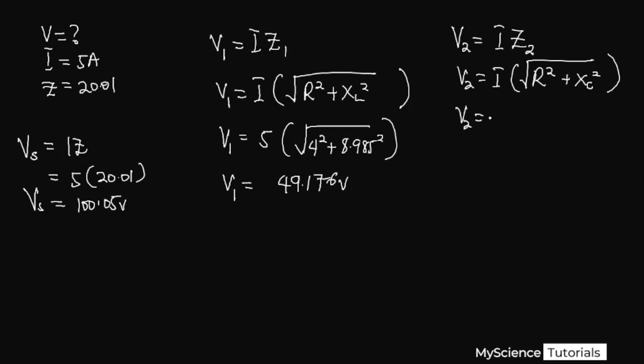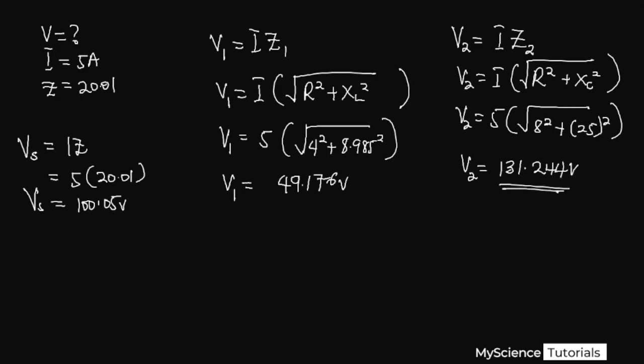So our V2 will be equal to 5 multiplied by the root of our resistance in that particular circuit, which was 8 squared, plus we already found our XC to be 25, so we have 25 squared over here. If we compute everything we have over here into our calculator, we are going to get 131.244 volts as our answer for V2. So we already found our total voltage supply. We found the voltage across just impedance 1 and then the voltage across impedance 2.